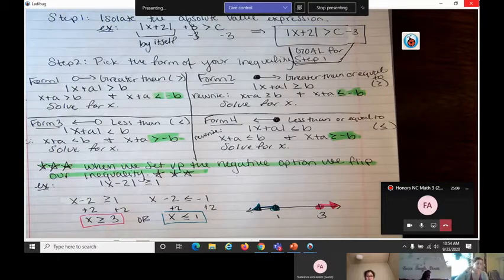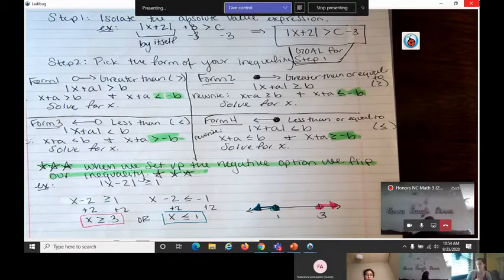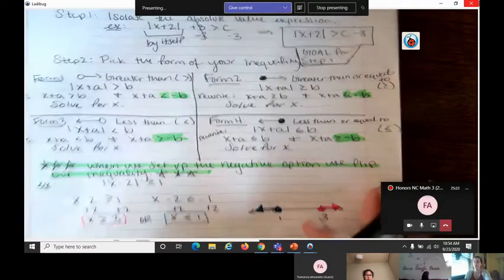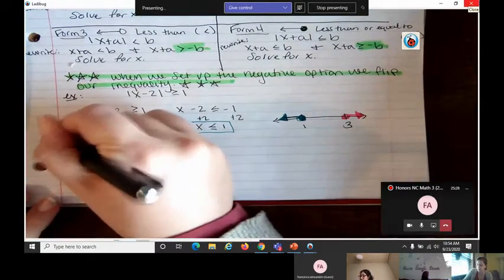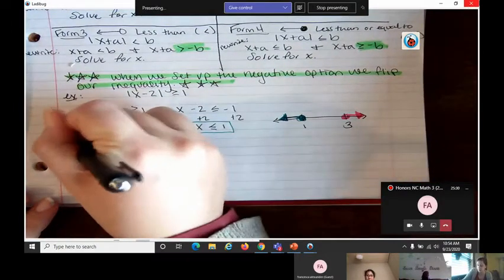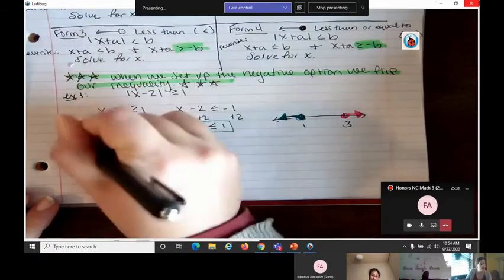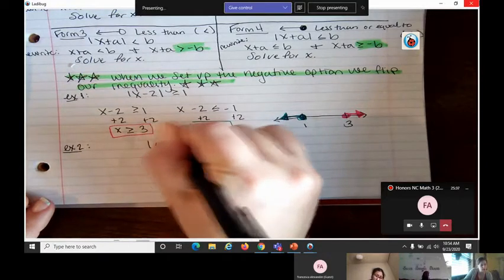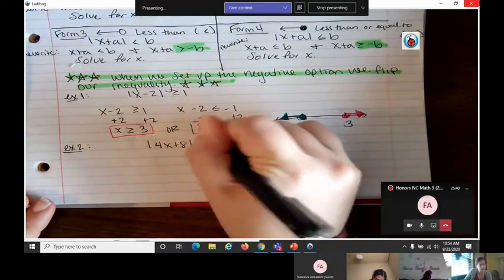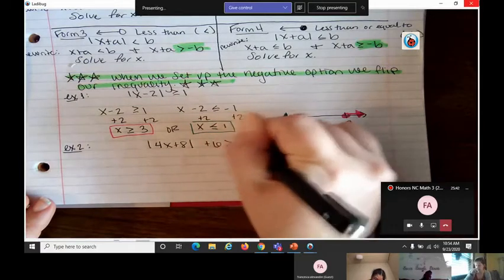Do you guys need a minute to write it down, or can I move on to the next example? Okay, I'm going to move on. It'll still be on the screen, so you'll still have a chance to copy it down. So in example 2, oops, I didn't label these. Okay, so in example 2, we have the absolute value of 4x plus 8, plus 6 is greater than 30.